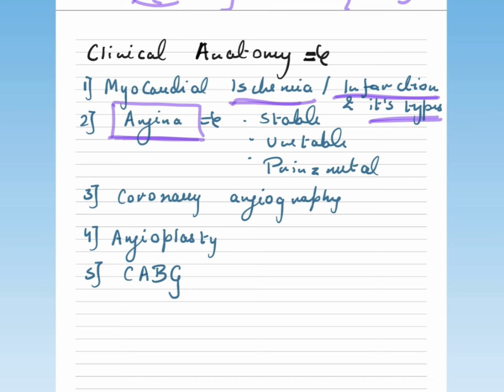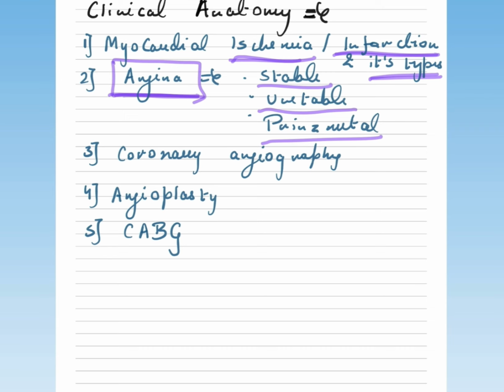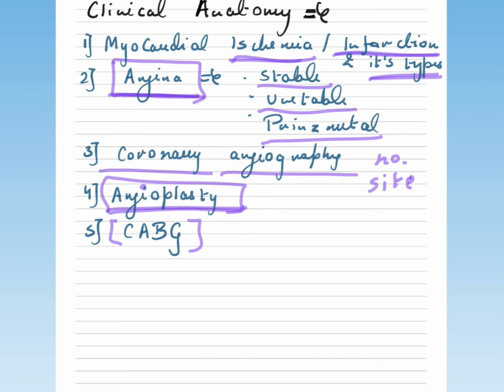Then angina. There are three kinds of angina: stable angina, unstable angina, and Prinzmetal angina. This depends upon the level of blockage which occurs in the coronary arteries. Then there is an investigation known as coronary angiography, which can tell us about the number of coronary arteries blocked, the site of coronary artery blockages, etc. Then for removing the thrombus, we undergo a procedure like angioplasty. And if we cannot control the symptoms with the help of angioplasty, then we will need to perform coronary artery bypass grafting.